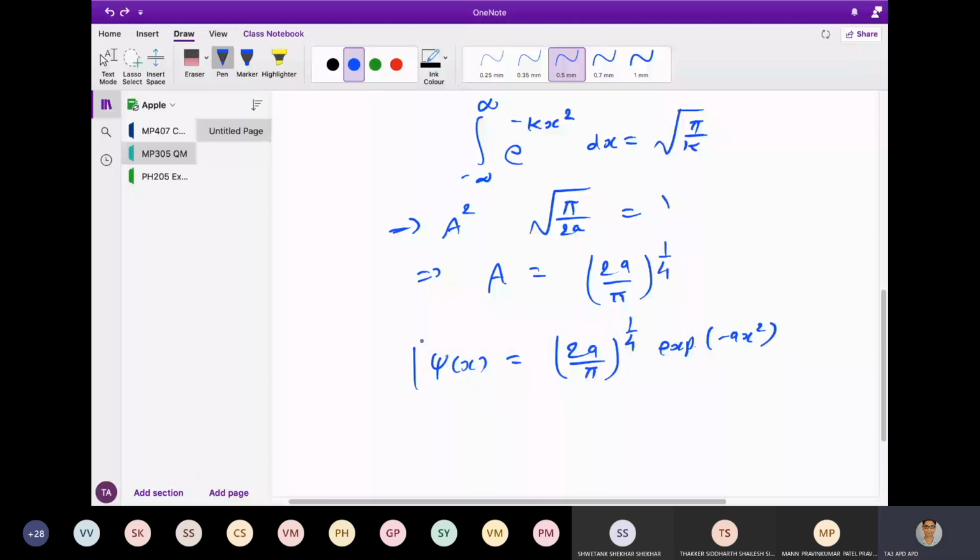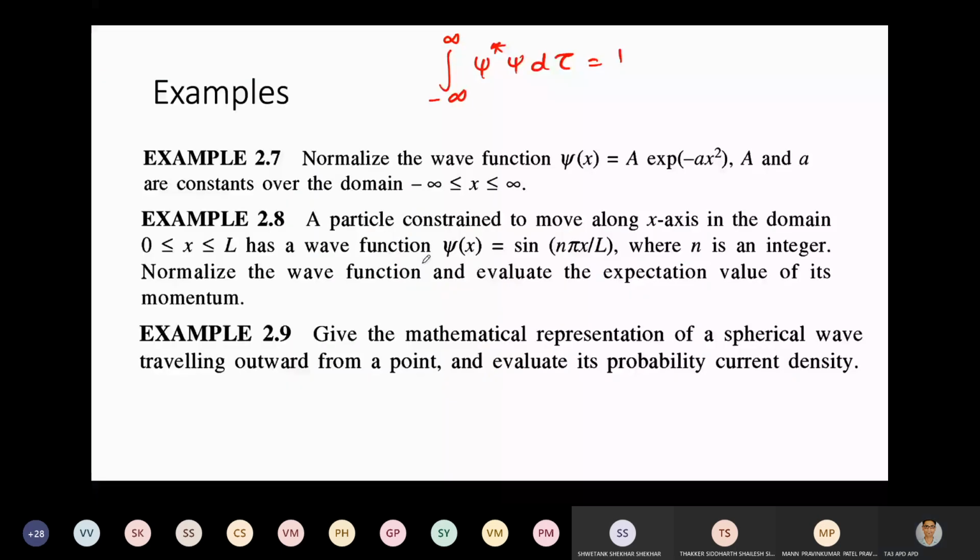All right. So let's do a similar example so that you will get a better idea. The second example says a particle is constrained to move along the x-axis in the domain 0 to L. So the domain of the particle is given to us. Here before it was minus infinity to plus infinity. Over here the domain is 0 to L. It has a wave function psi(x) equal to this, where n is an integer. Normalize the wave function and evaluate the expectation value of its momentum.